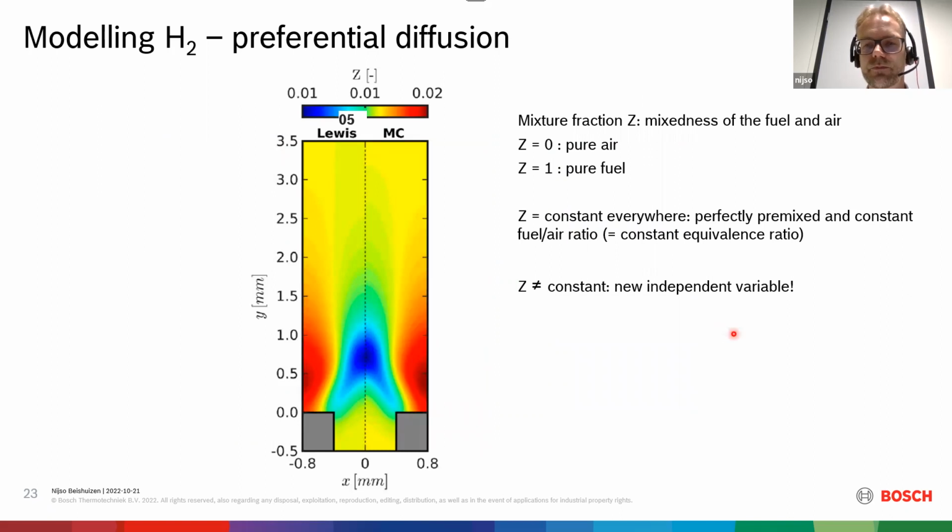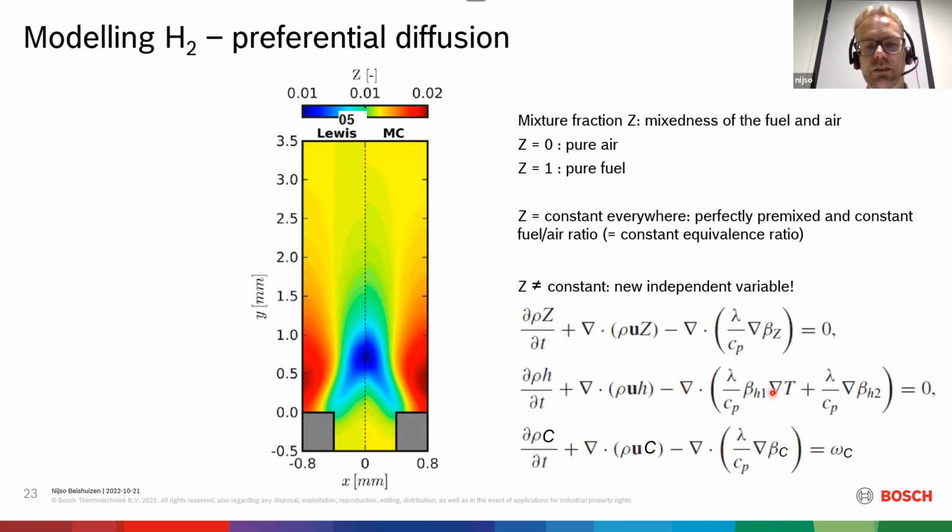Now these detailed simulations show that due to preferential diffusion, the fuel-to-air ratio does not stay constant in a hydrogen flame. So this is a contour plot of the mixture fraction, where a normalized quantity Z is 0 in a pure air stream and Z is 1 in a pure fuel stream. I will skip a little bit. I will go through this a little bit faster.